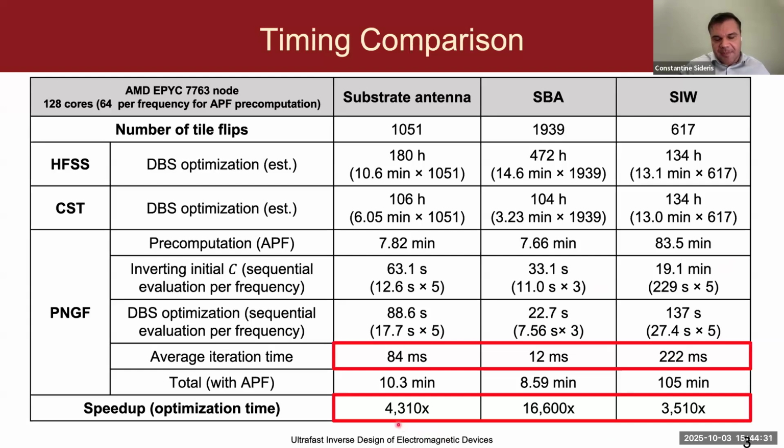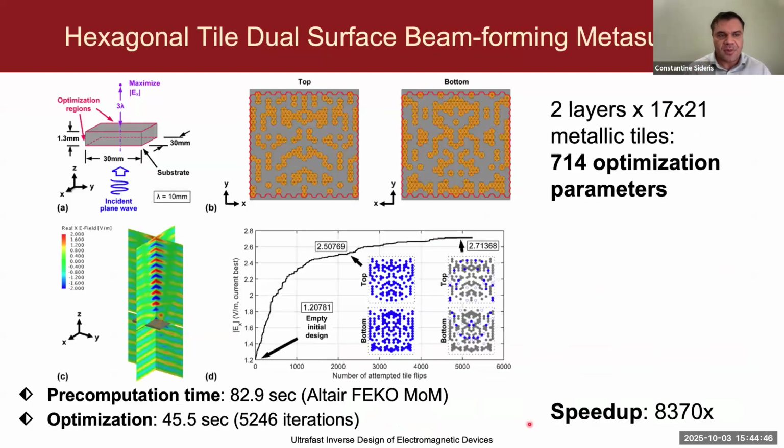And you can see here that the speedup compared to using a commercial solver is upwards of 1000x. In fact, for the switch beam antenna, it would have taken more than 16,000 times longer if you had used a commercial EM solver each time you did a tile flip to resimulate the design.